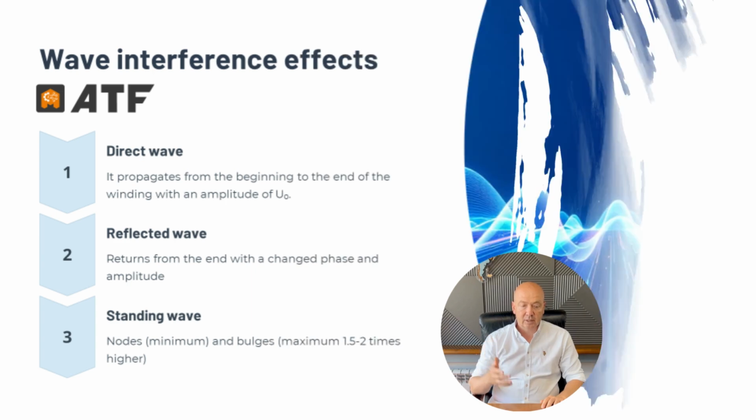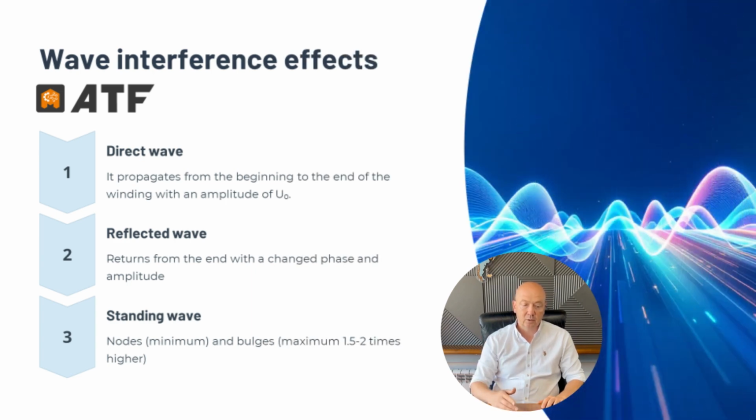When incident and reflected waves combine, at nodes, voltage reaches a minimum. At antinodes, voltage peaks increase by 1.5 to 2 times. This explains voltage amplification in the middle of the winding during frequency resonance.